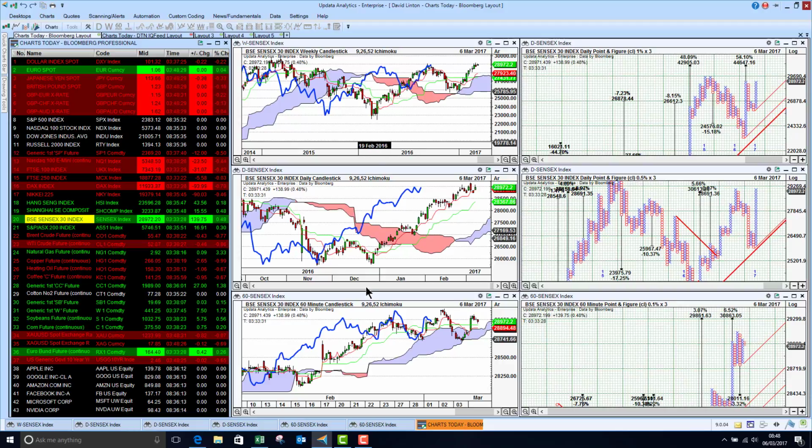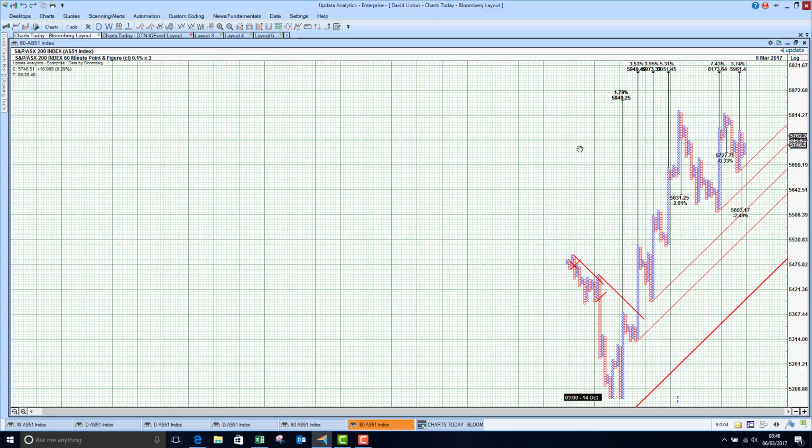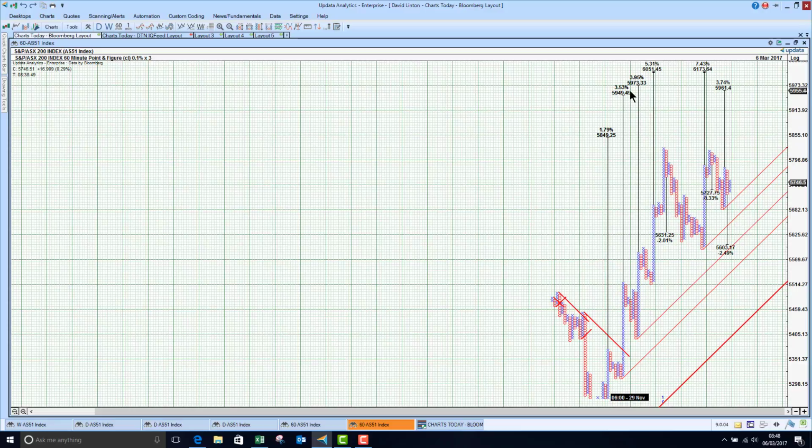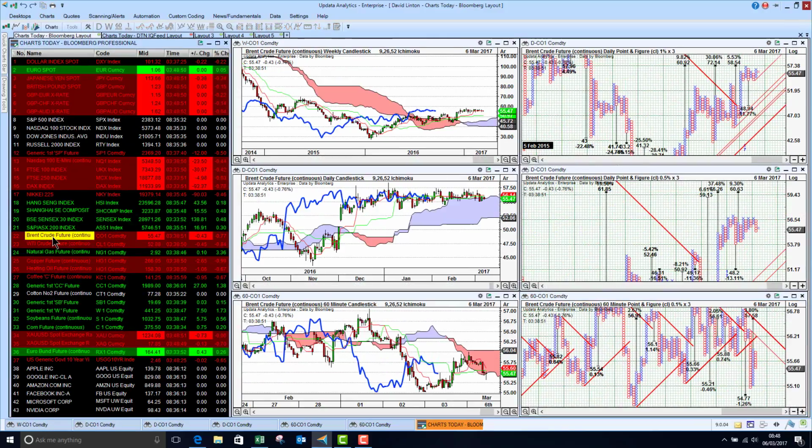Sensex, this is the Indian market, bullish on all three time frames. The Australian market just below the cloud, but lots of upside targets. If you look at that short-term chart, just lots of upside targets. 3.5%, 4%, 5%, 7%, 3.7% upside. So lots of upside targets there for the Aussie market. Taking a look at commodities, we start with Brent crude.